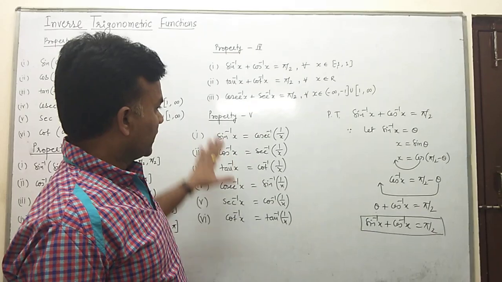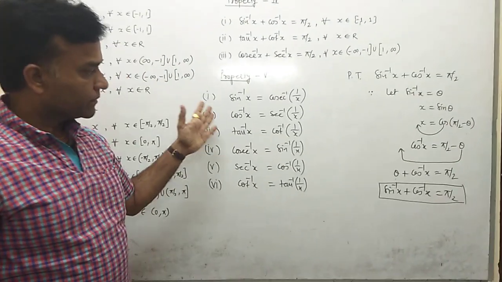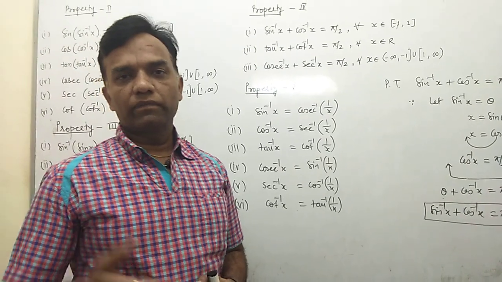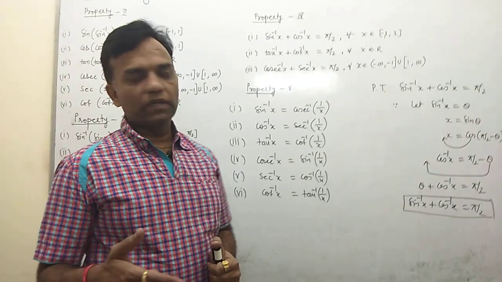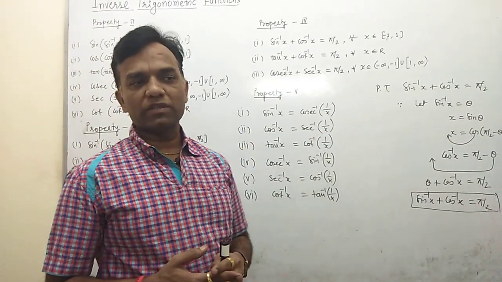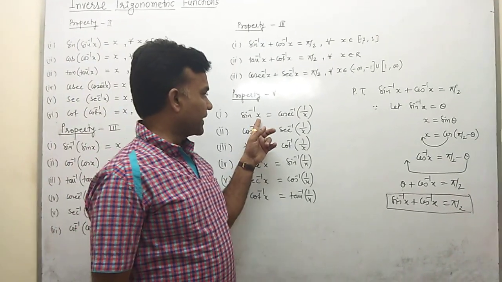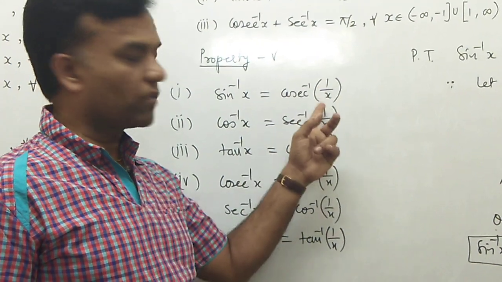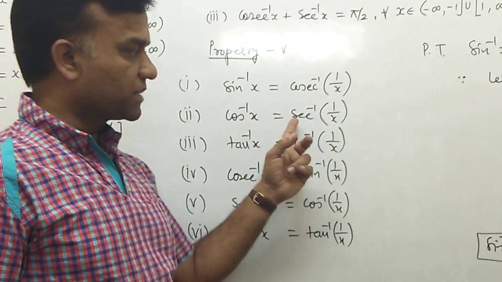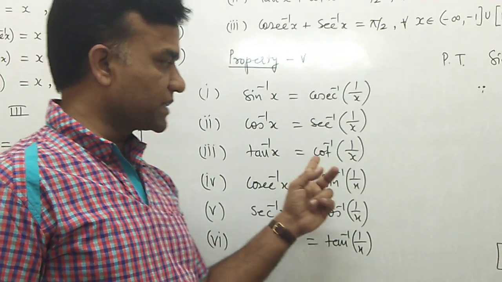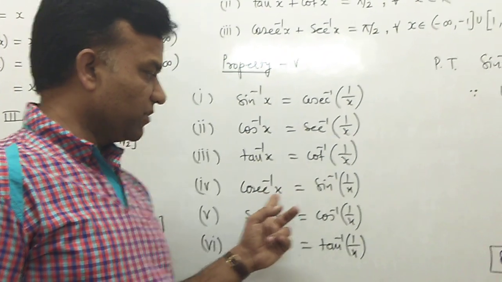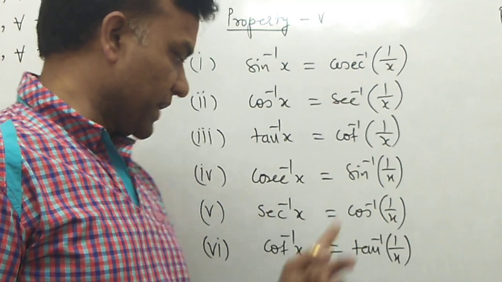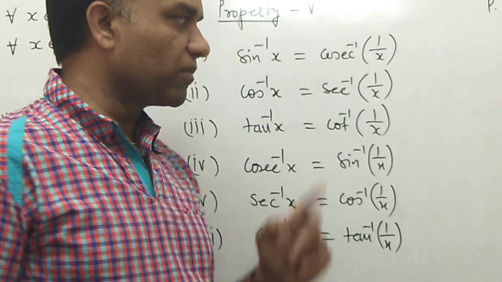Now the fifth property. We know that the reciprocal of sin is cosec. So sin inverse x equals cosec inverse of 1 by x; cos inverse x is sec inverse 1 by x; tan inverse x is cot inverse 1 by x; cosec inverse x is sin inverse 1 by x; sec inverse x is cos inverse 1 by x; and cot inverse x is tan inverse 1 by x.